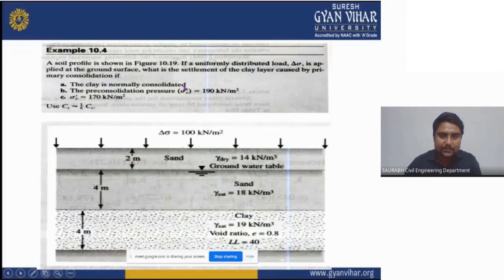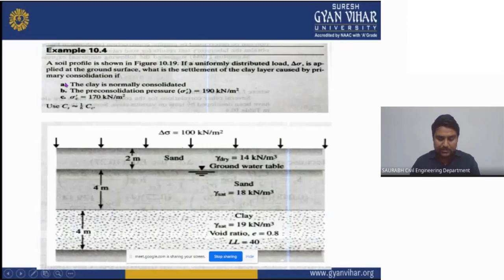And here are the examples which you need to know. These types of questions will be asked to you in your exams, and these types of questions also came in competition exams. So let's start with example number 10.4, in which a soil profile is shown in figure 10.19. If a uniformly distributed load is applied on the ground surface, what will be the settlement of the clay layer caused by primary consolidation?